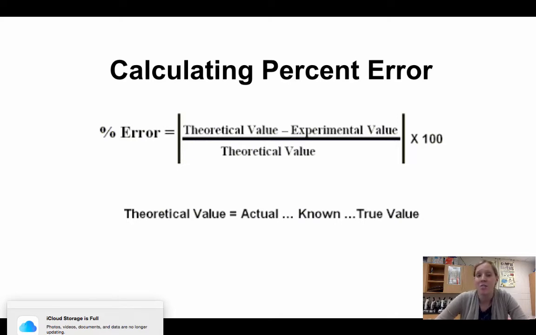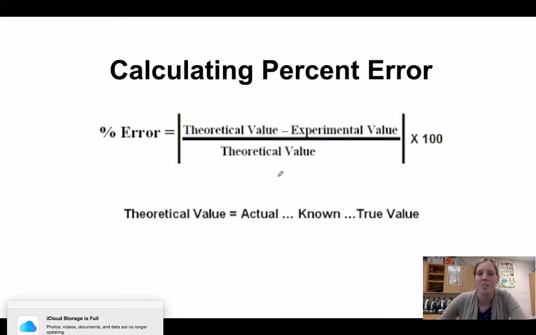So in previous years of science, you've been expected to discuss sources of error at the end of your lab report and ways to improve it, but we actually want to go a step further in 8th grade science and be able to quantify how much our results were off from what they should have been, and that is called percent error. So here we have the formula for percent error.